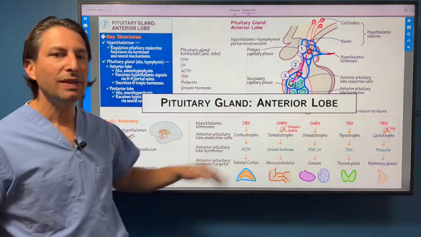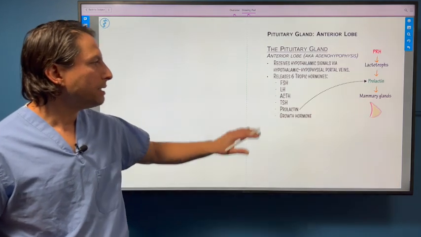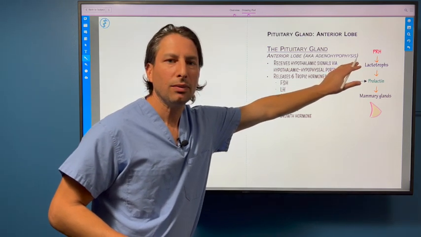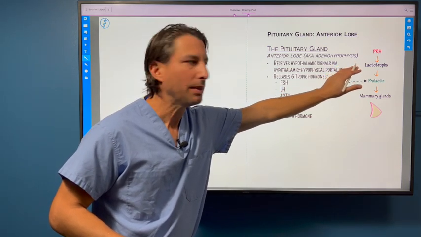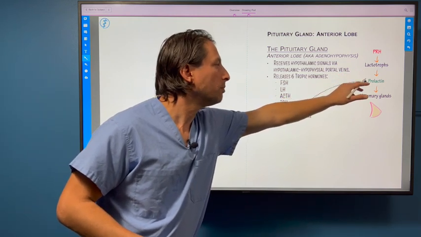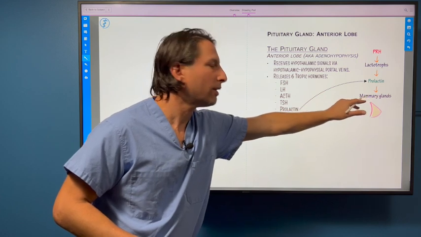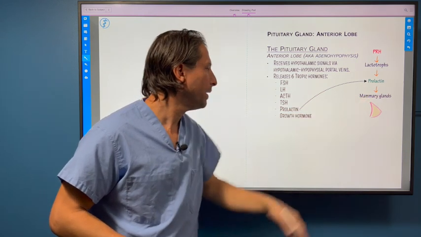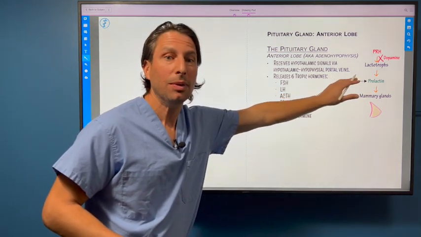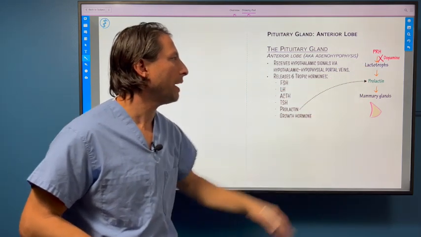So let's go through the physiology of the anterior lobe first. This is a helpful setup. There is a prolactin releasing hormone out of the hypothalamus. It acts on lactotrophs, which secrete prolactin, which then acts on the target organ, the mammary glands. And then dopamine in this instance is the inhibitory hormone. It inhibits this activation.